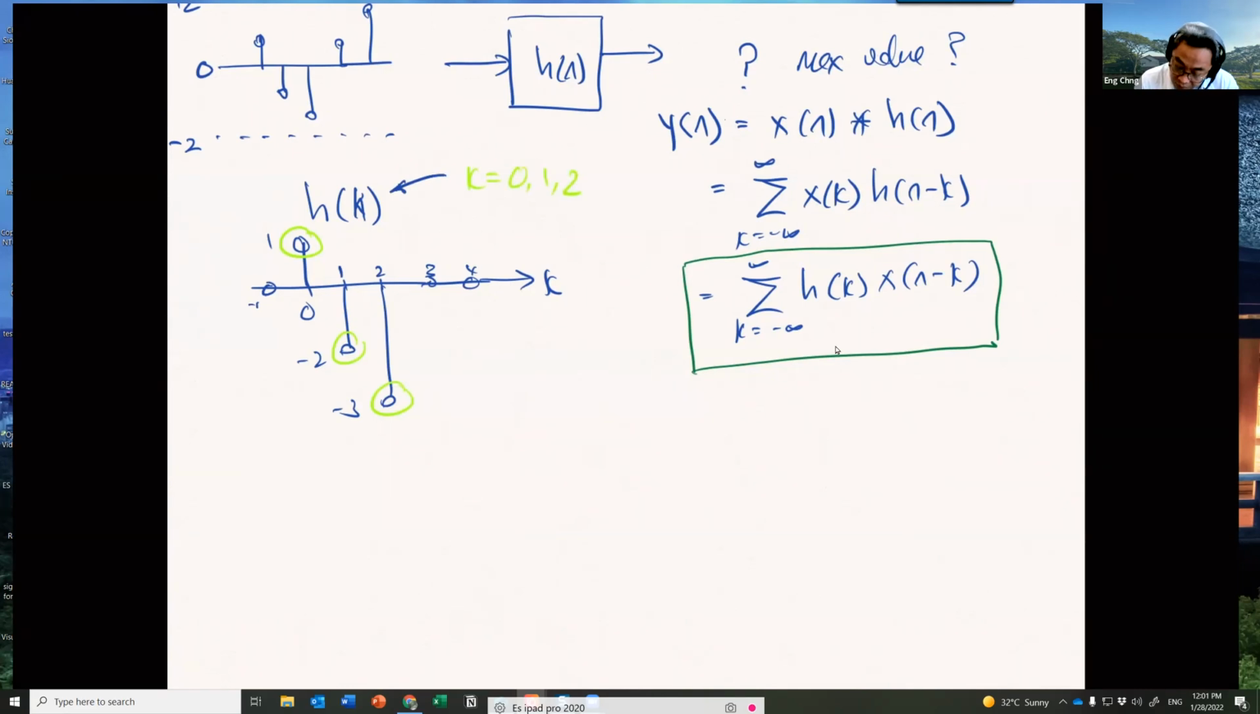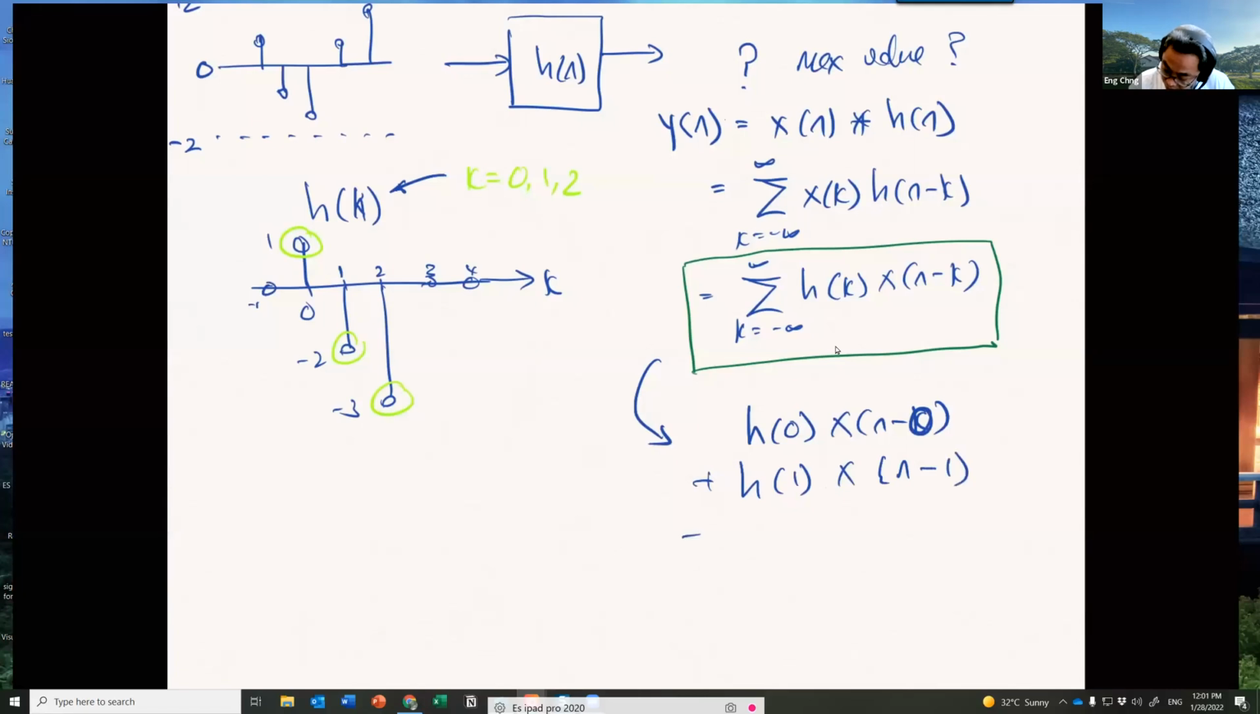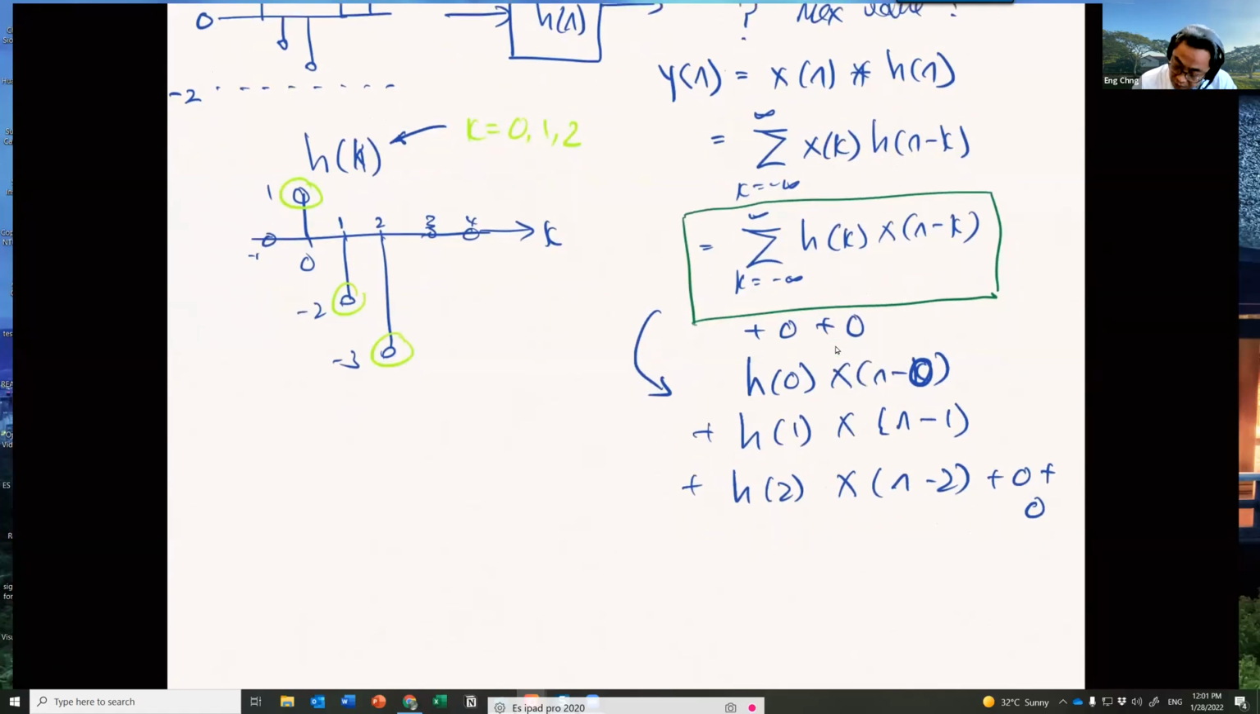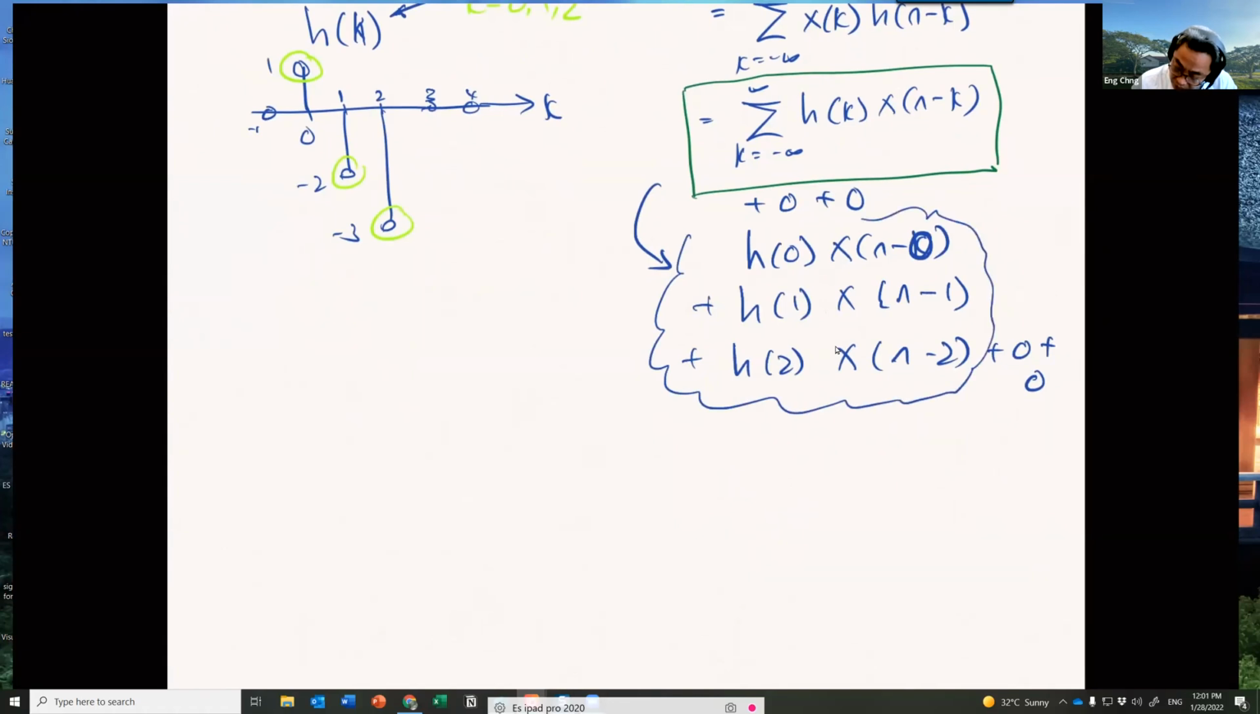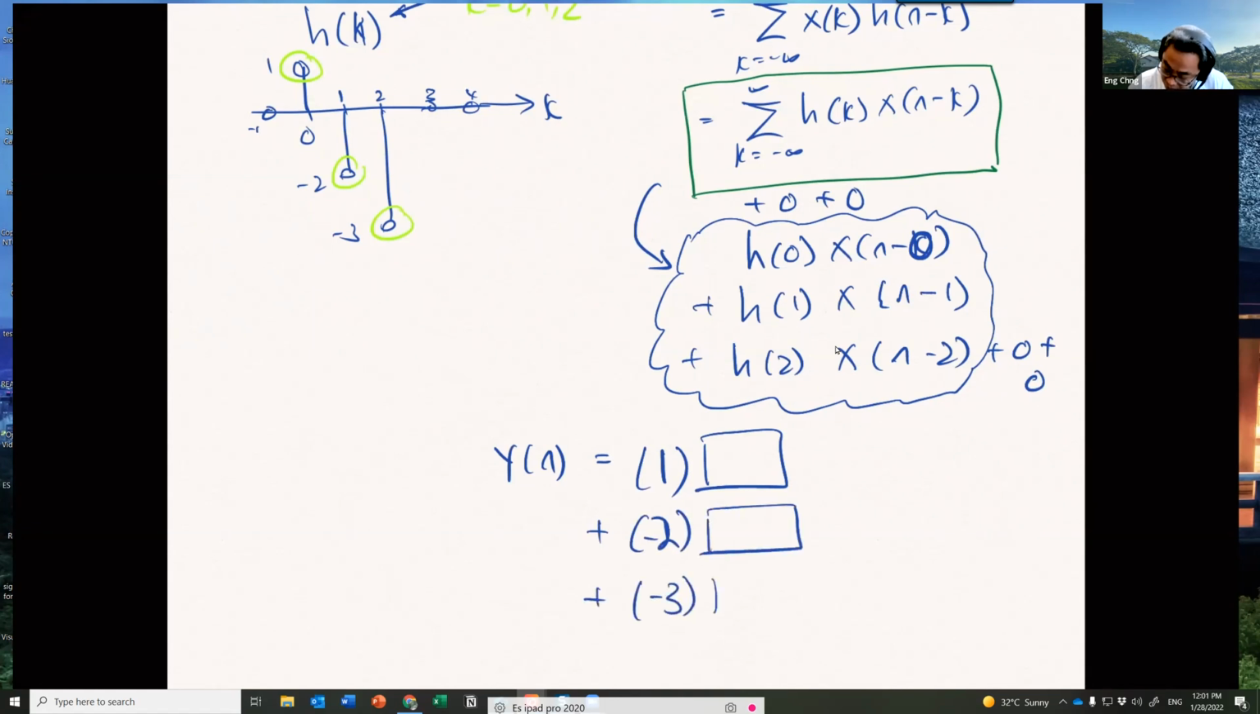No other places. So this convolution equation reduces for this example to nothing but h of 0, x of n minus 0, plus h of 1, x of n minus 1, plus h of 2, x of n minus 2, because the rest is all 0. Since only these are interesting, let's write it down. y of n equals h of 0. What is h of 0? h of 0 is 1. Plus h of 1, which is minus 2. Plus minus 3, this guy.